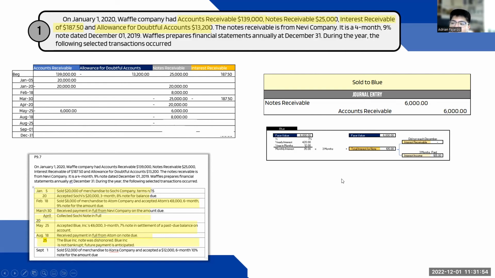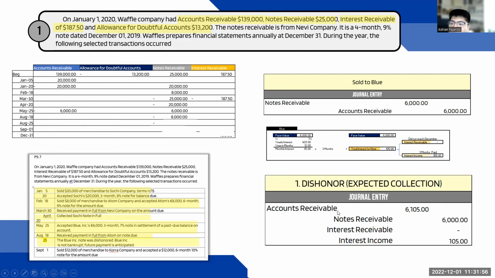So how do we write the journal entry? Debit AR of 6,105, which is composed of the notes receivable and the interest income. So now what will happen? We will subtract 6,000 in notes receivable, but add not 6,000, but 6,105 in your accounts receivable, right? So yung interest income again does not affect our receivables, right?